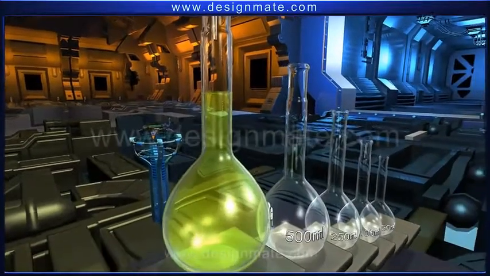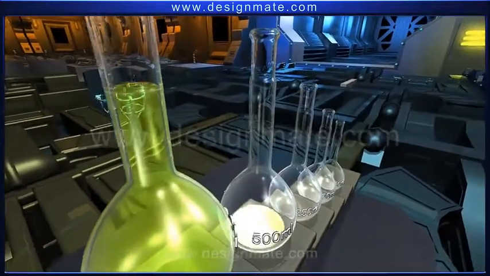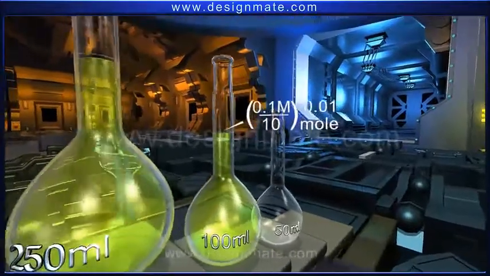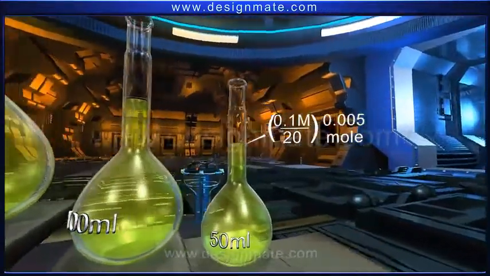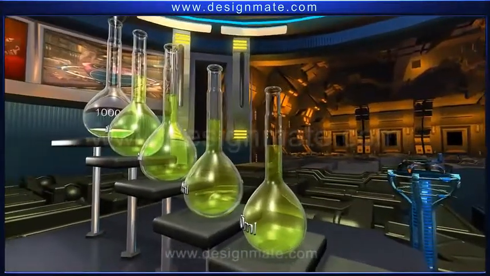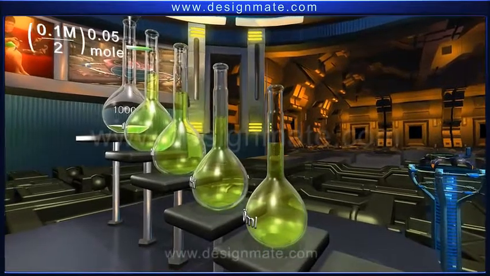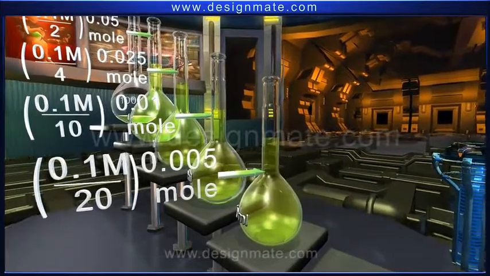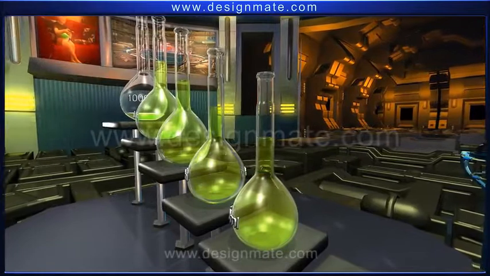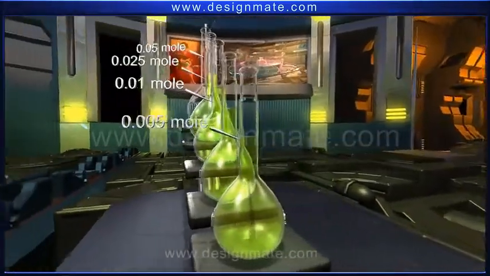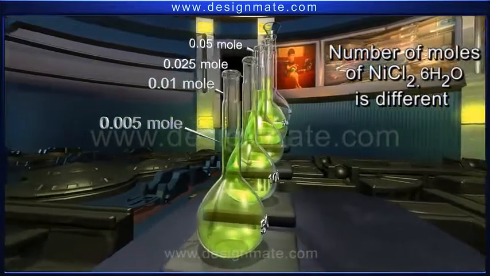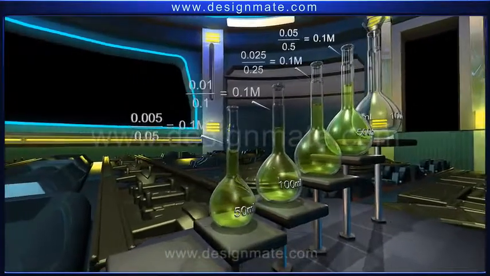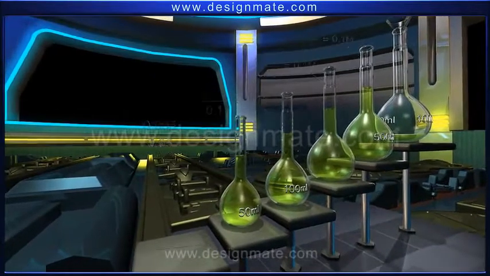Now, let's transfer this solution to 4 other standard flasks with different capacities. This means we are transferring 0.05 moles, 0.025, 0.01 and 0.005 moles of NiCl2·6H2O to the respective flasks. Although the number of moles of NiCl2·6H2O solute present in each of these solutions is different as the volume of each flask is different, the concentration of all these solutions remains the same, that is 0.1 molar.